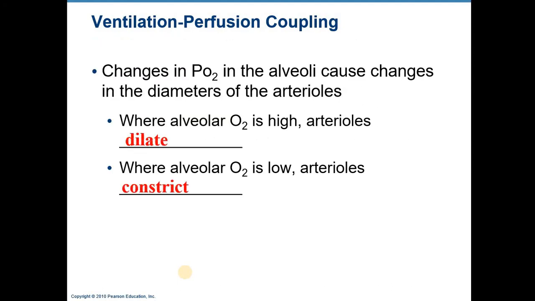Changes in oxygen in the alveoli can cause changes in the diameter of the arterioles. When your alveolar O2 is high, it causes your arterioles to dilate, which means they get wider or bigger, opening up more. When the alveolar O2 is low, your arterioles will constrict. That means they get smaller.